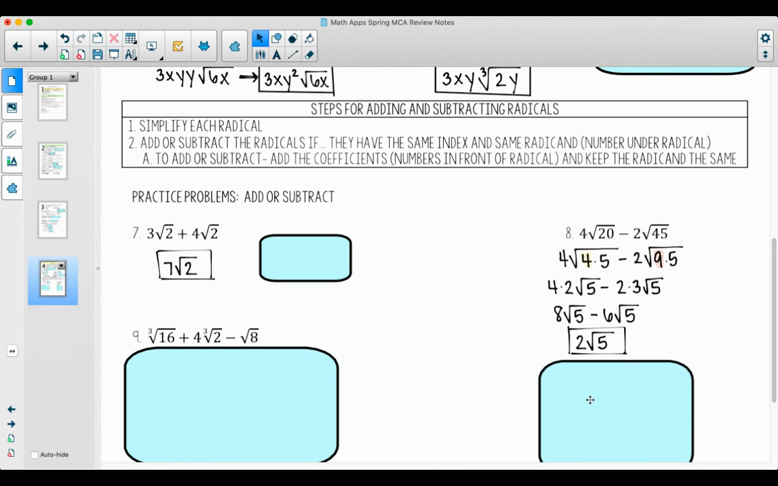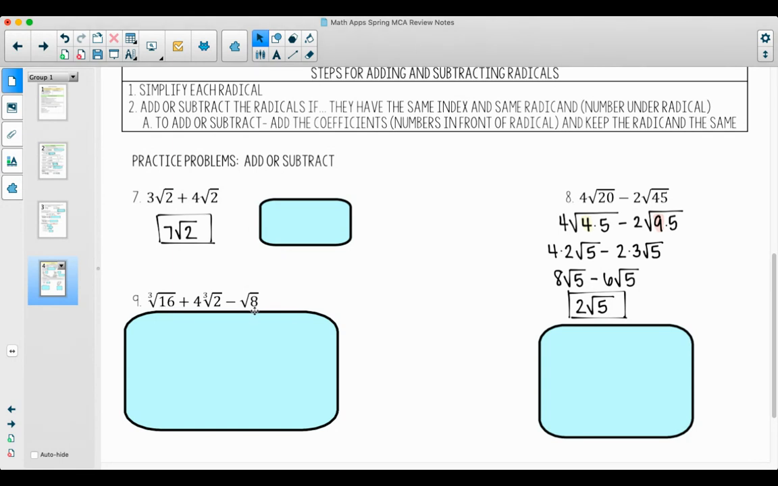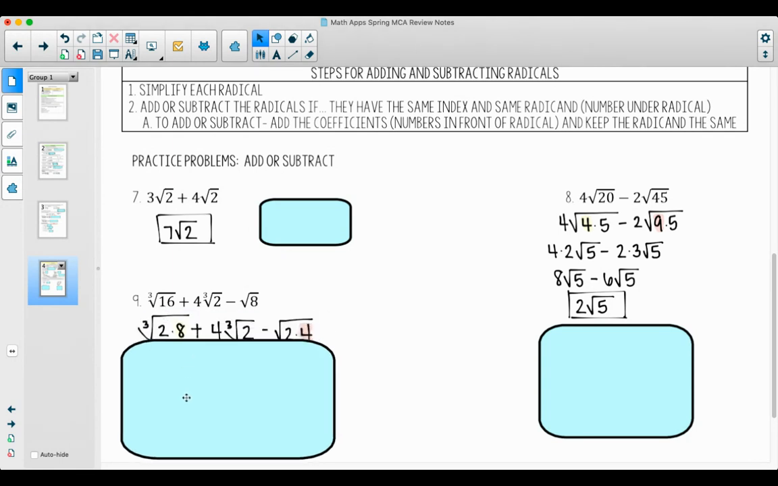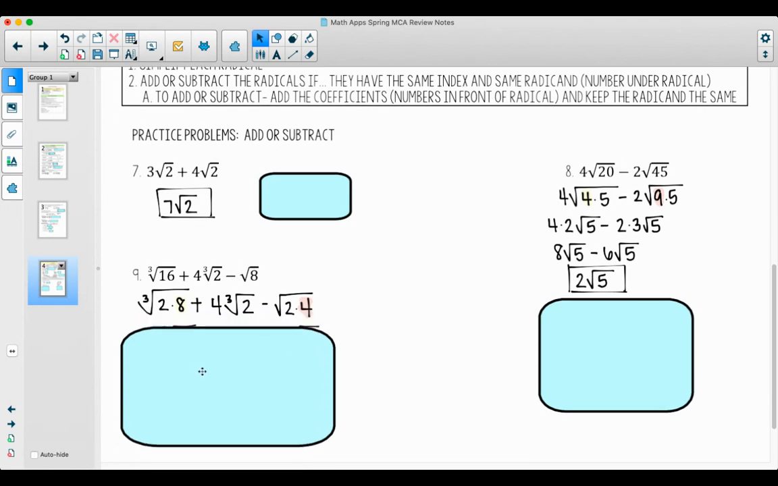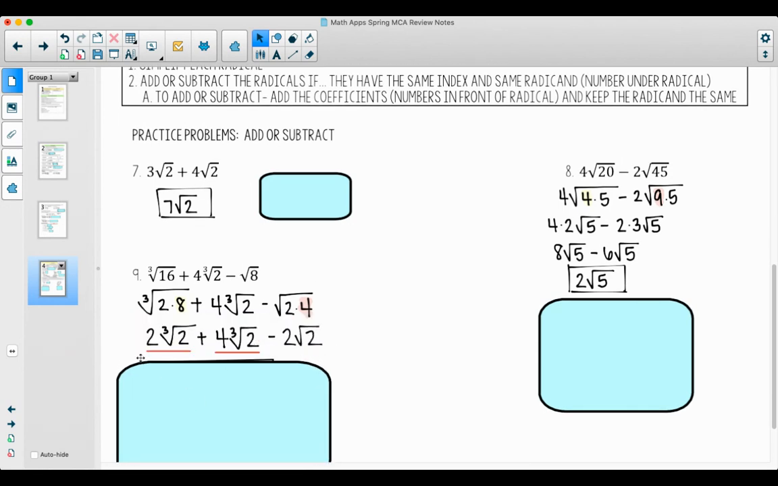In this very last practice problem, we have some simplifying to do, but then we also need to be aware that that last term is a square root compared to the cube roots of the first 2 ones. So the first thing that I'm looking at is simplifying. So I rewrote my next line as the cube root of 2 times 8 plus 4, the cube root of 2 was already in simplest terms, minus the square root of 2 times 4. When I rewrite my next line, I'm looking at 2 the cube root of 2 plus 4 the cube root of 2 minus 2 square root of 2.